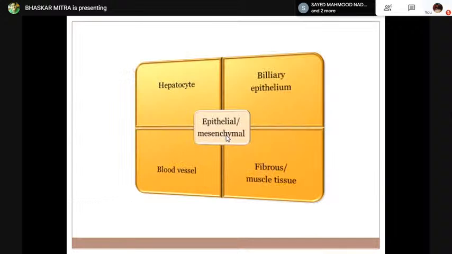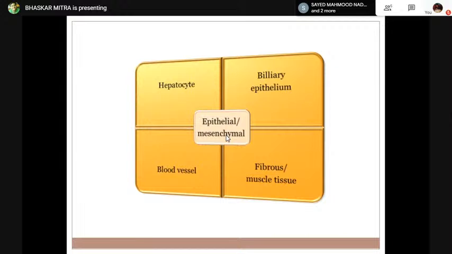Again, coming back to the basics. First, what will we normally see in a liver section? The hepatocytes. The previous day I also started from that basic. The basic cells we are seeing: the hepatocytes, the bile duct, biliary epithelium, so many types of blood vessels in the form of portal vein, hepatic artery, and the connective tissues like fibrous tissues. There may be muscle tissues. There may be other things. So this combination of the epithelial and mesenchymal elements we see in the liver sections.